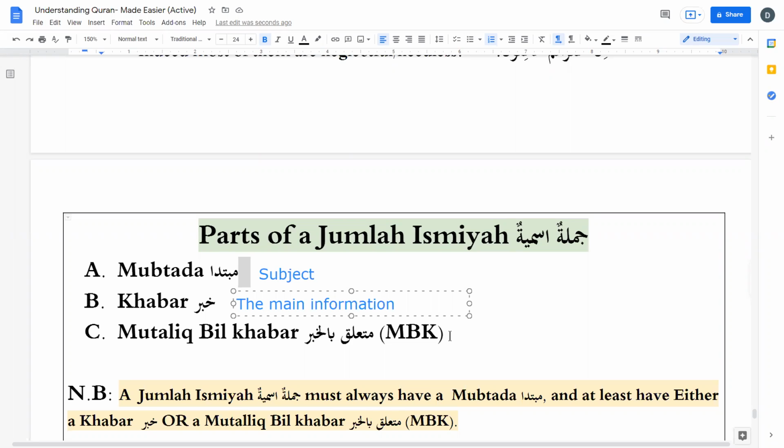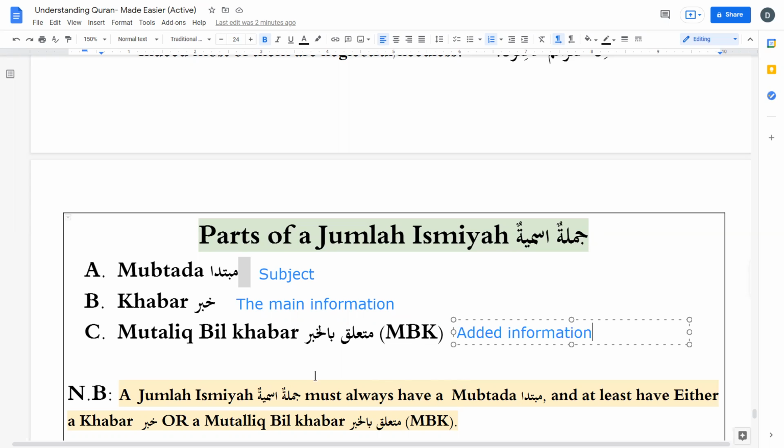And the third part is Muta'alliq bil Khabar. Sometimes there is additional related information about the Khabar, which is called Muta'alliq bil Khabar. Added information. So added or related. Muta'alliq means related. So there is sometimes added information which is called Muta'alliq bil Khabar.